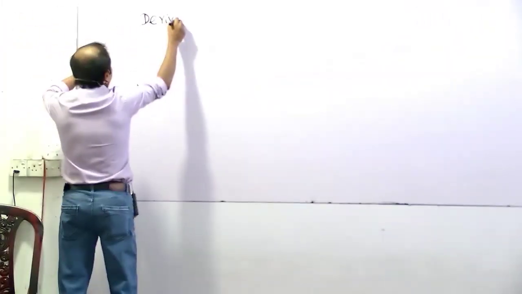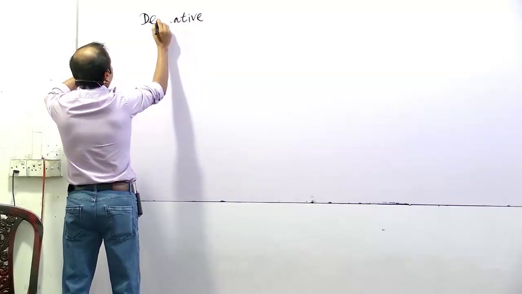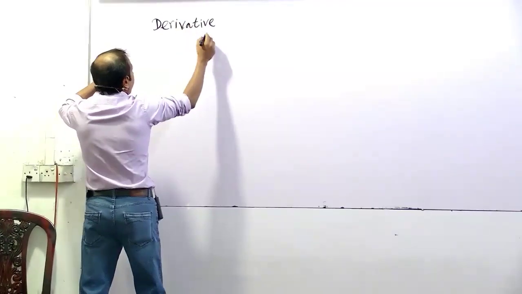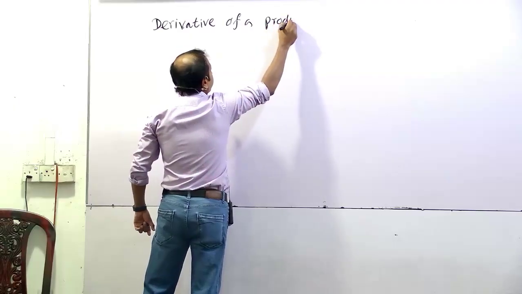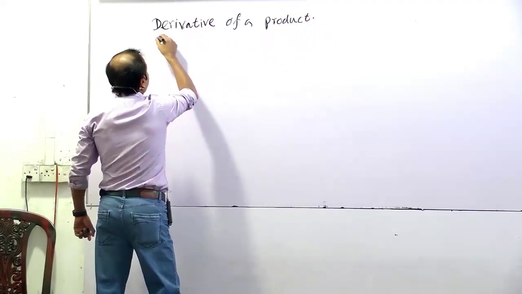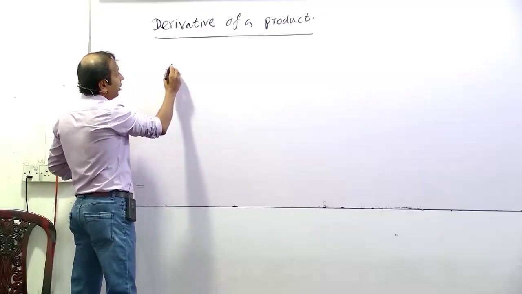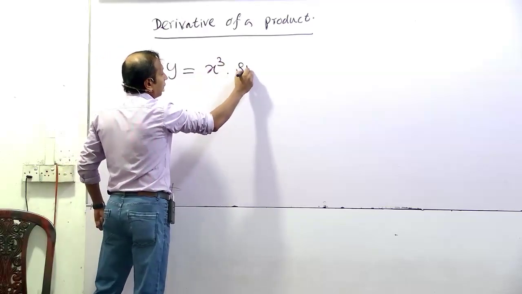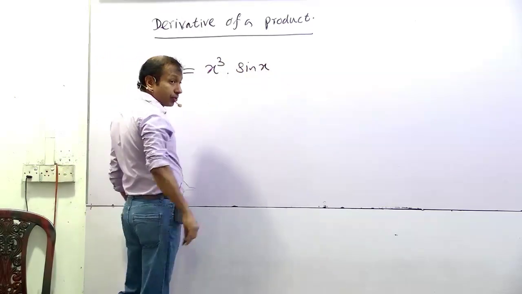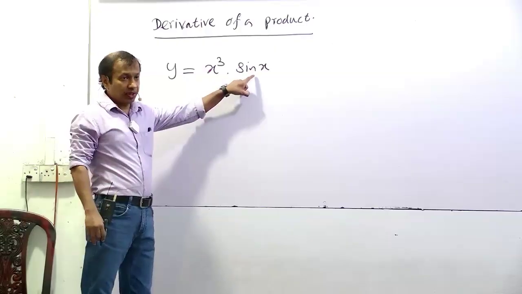Derivative of a product. Now listen to me. In this case we are supposed to differentiate when we have a product like this. Here take x cube into sin x. Here we have one function, and it is multiplied with another function.